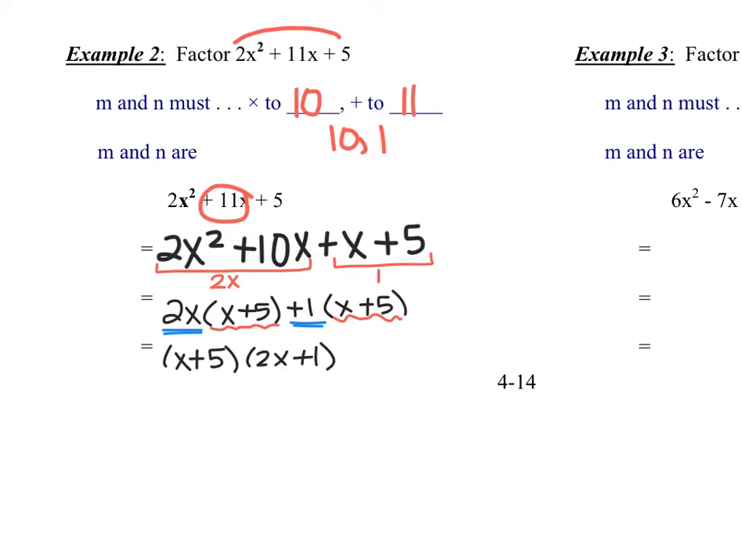And that's it. If you're unsure if you factored your complex trinomial correctly, FOIL. FOIL this binomial multiplication and see if you get your start, if you get that 2x squared plus 11x plus 5.